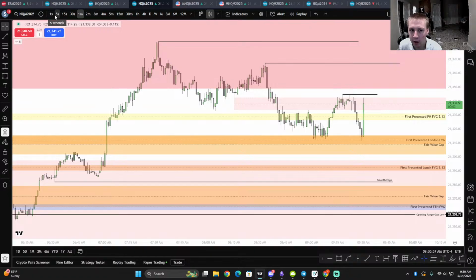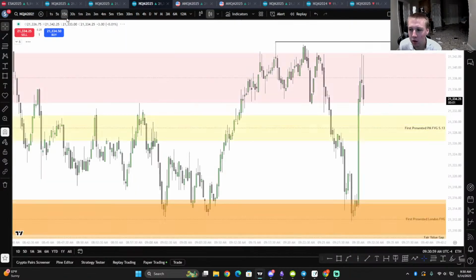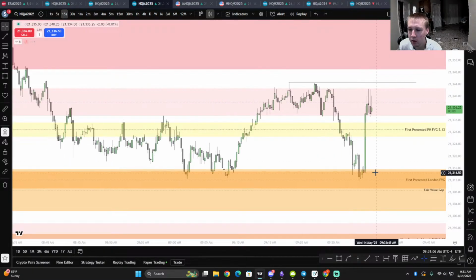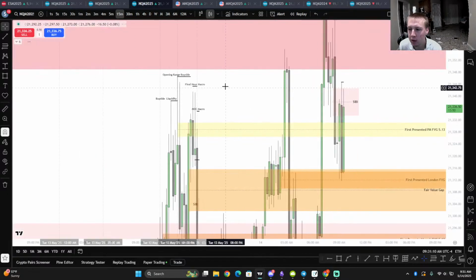Do we raid it and then trade back lower? Or are we trading through this with displacement? We already had this displacement candle here at 9:30. So let's see if we continue within that or trade lower. We're already respecting that 15-minute fair value gap.